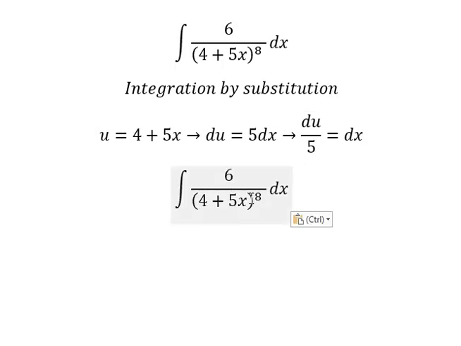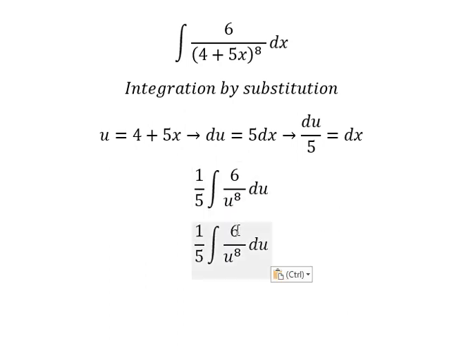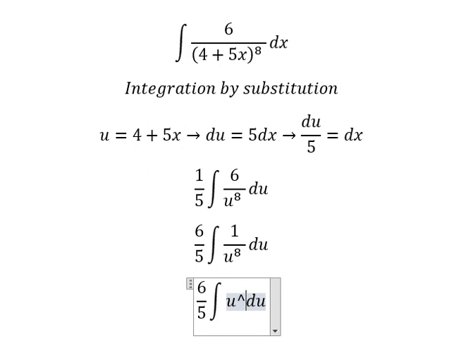So this one we change for u. The x we change for this one. So I will put 6 in here. So I want to put this one in the numerator, so I need to put the negative on the power.